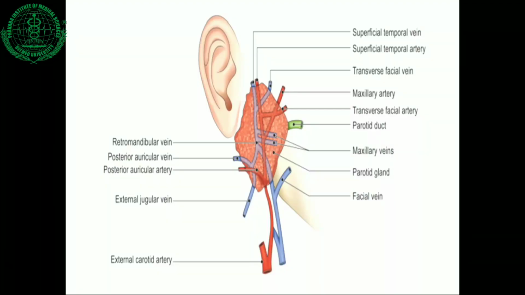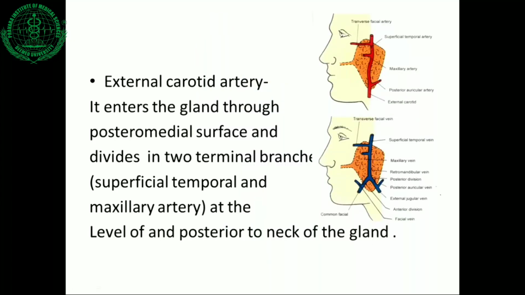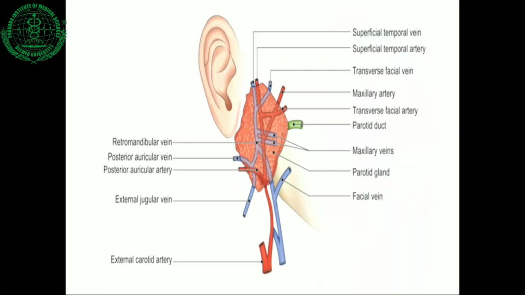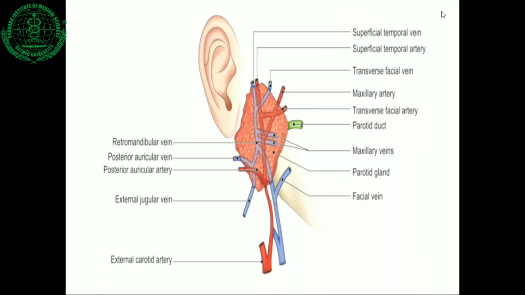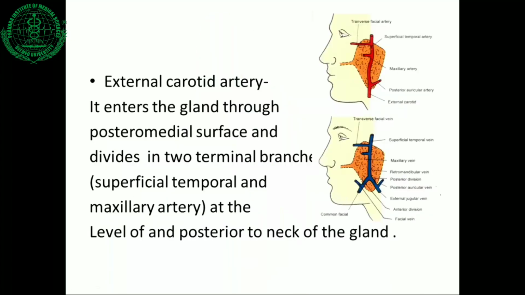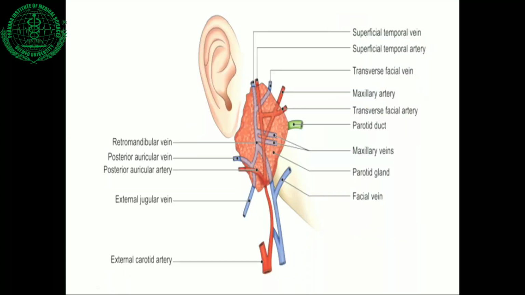Then the second structure which pierces the parotid gland is known as the retromandibular vein. So here you can see this is the retromandibular vein. Blue colored is the retromandibular vein. The retromandibular vein has 2 divisions, the anterior division and the posterior division.